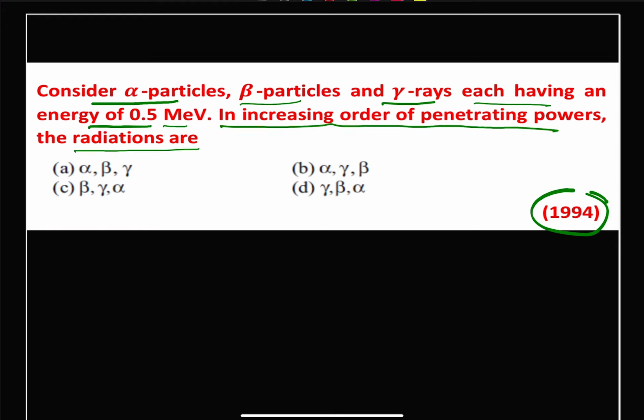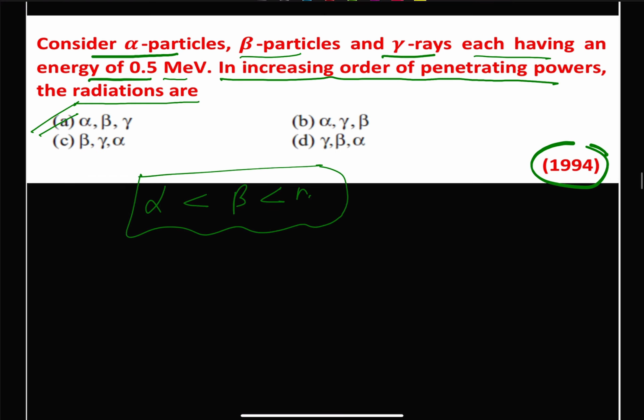This is quite straightforward. You can say the initial energy given to alpha, beta and gamma is same, and the order will be for our alpha particle is less than our beta is less than our gamma. Okay, so this will be basically our order, alpha, beta and gamma. So option A is correct.